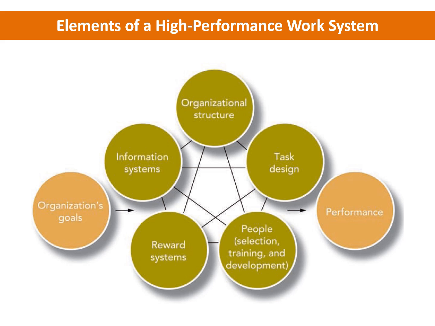In this diagram of a high performance work system, you can see that we start with our organization's goals and we finish with performance. Okay, and in the middle we have information systems, organizational structure, task design, people, and reward systems that all interact together and complement each other to help support performance.